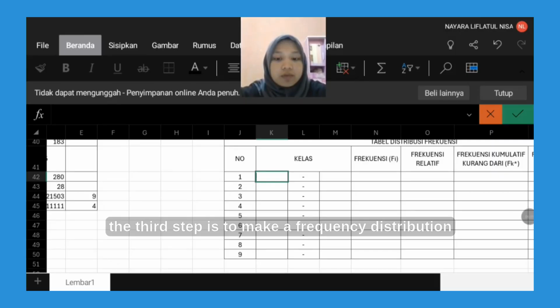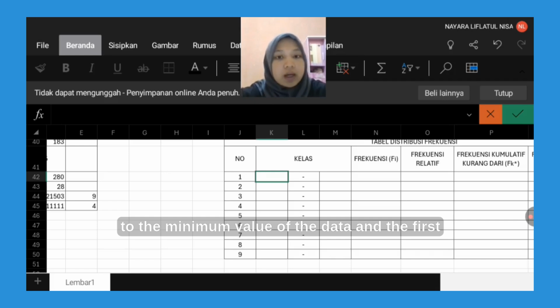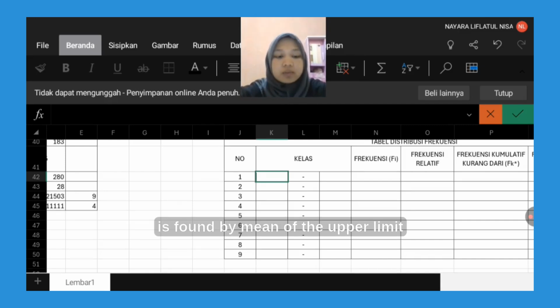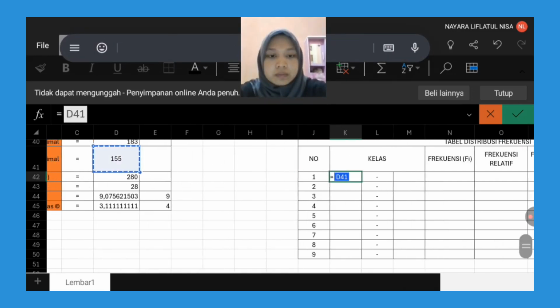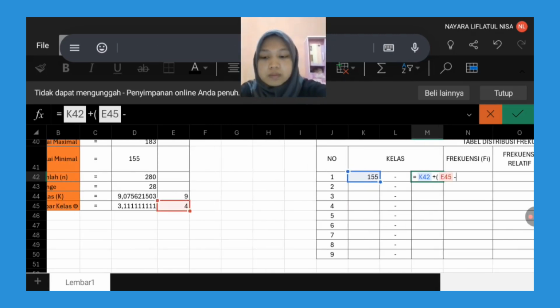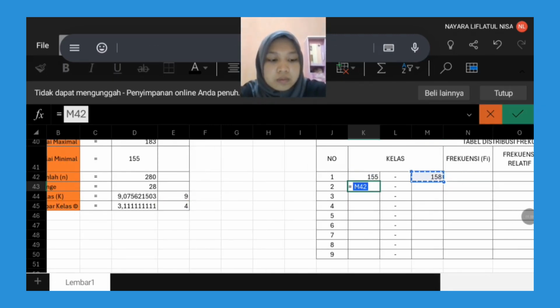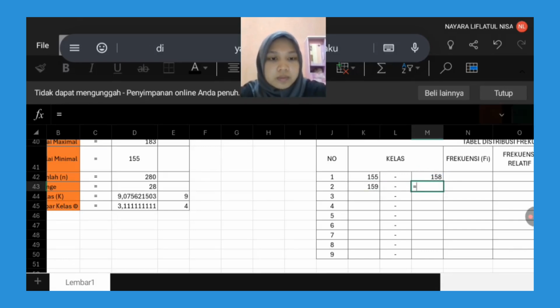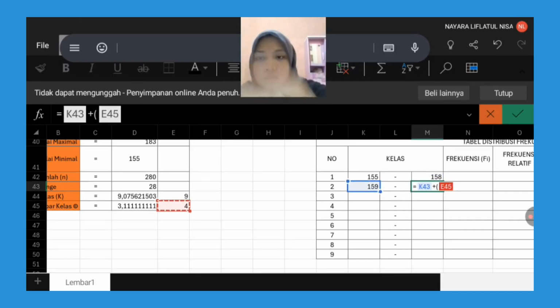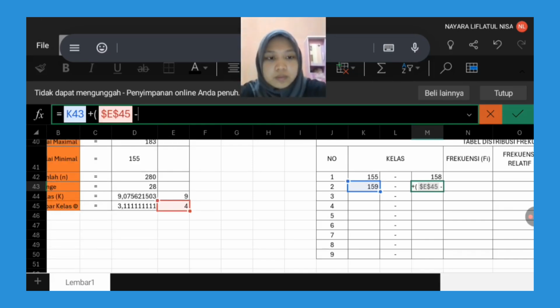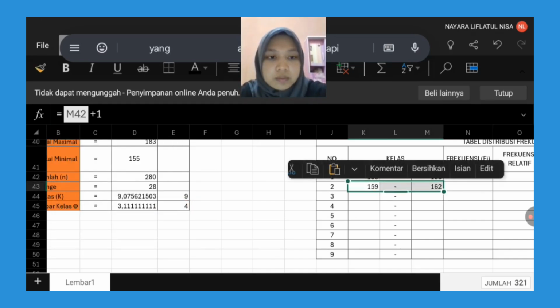The first step is to make a frequency distribution table. First, we have to determine the class range, with the lower limit of the first class equal to the minimum value of the data, and the upper limit of the first class is the lower limit of the first class plus the width of the class minus 1. And the lower limit of the second class is found by the upper limit of the first class plus 1, and so on. So drop down.